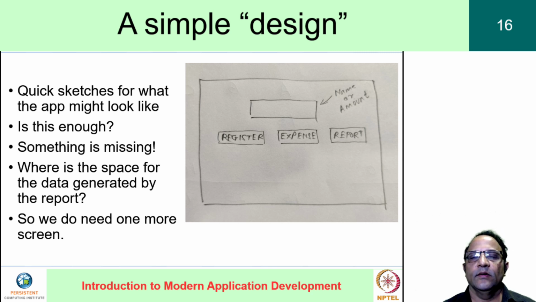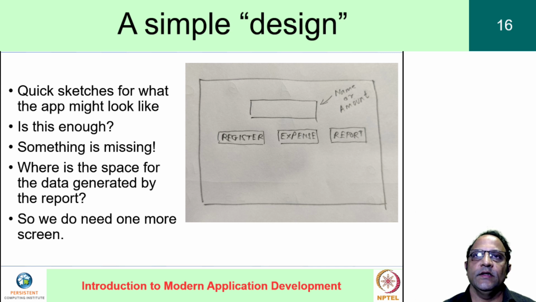This looks reasonable, but is this really enough? Are things missing? Well, for instance, where is the space for data generated by the report? It isn't on this screen, which means there must be another screen where this kind of data can be shown. There is another thing which is something we have to do.